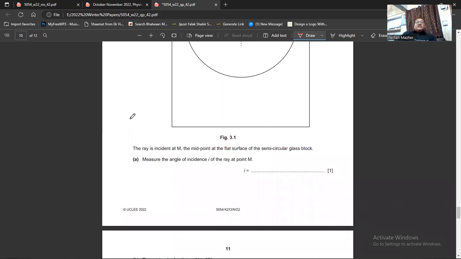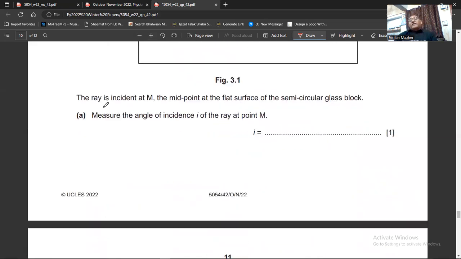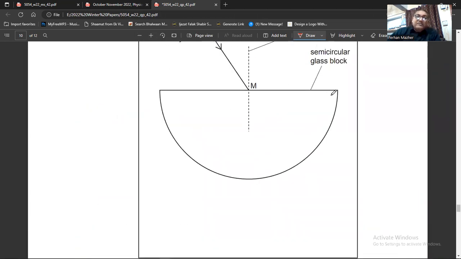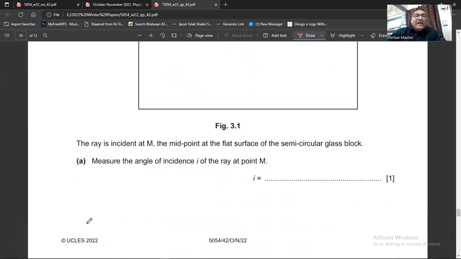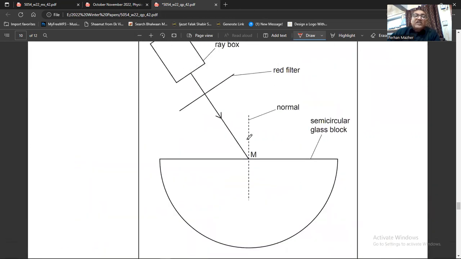The ray is incident at M, the midpoint of the flat surface of the semicircular glass block. So this is the flat surface of the semicircular glass block. This is the midpoint M. And he said, measure the angle of incidence i of the ray at the point M. So this is the angle of incidence.